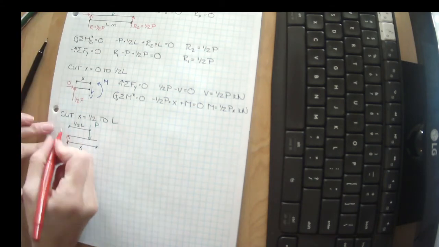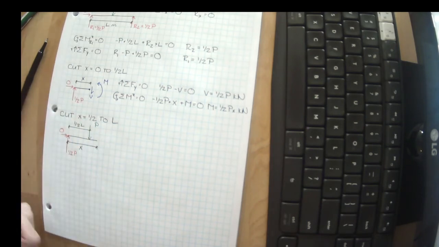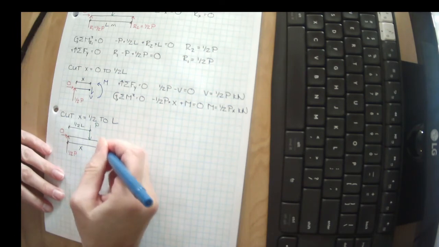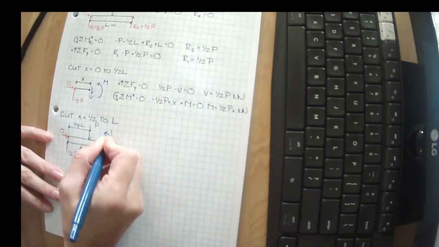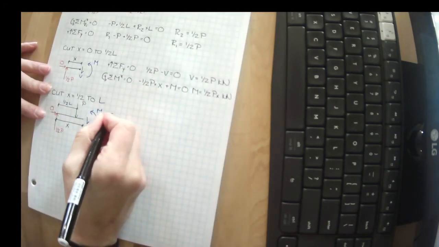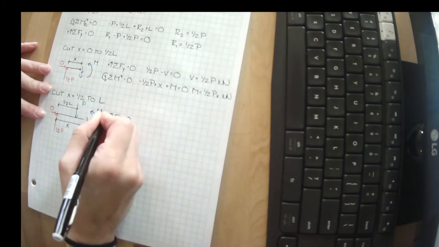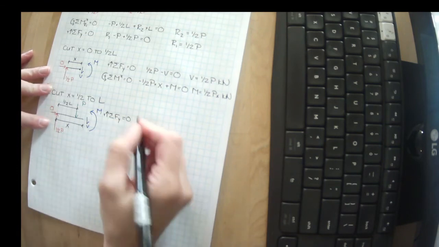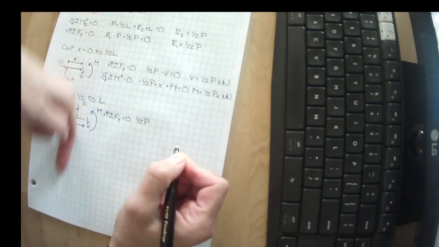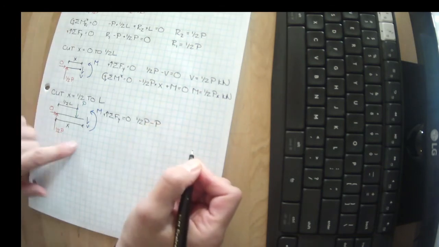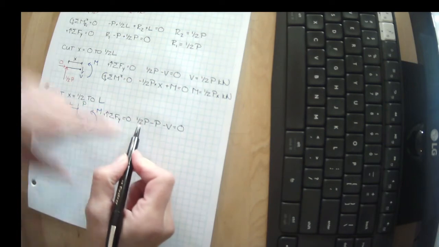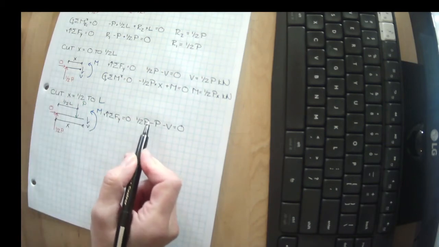This thing isn't moving in space because we've determined what reactions it takes for it not to spin. So this partial free body diagram also can't spin in space, so there must be internal forces holding it in place: our unknown shear and our unknown moment. Let's sum the forces in the y direction. We have 1/2 P going upwards, our applied load P going downwards, or minus P, and our unknown shear going downwards, or minus V. We've got 1/2 of P minus P, leaving us with negative 1/2 P.